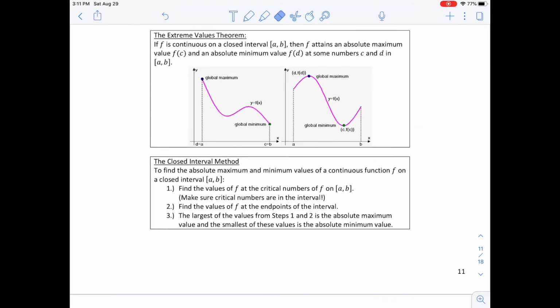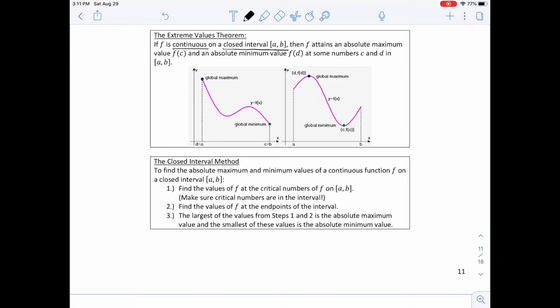The next thing that we have is the extreme value theorem. If f is continuous on a closed interval a comma b, then f obtains an absolute maximum value f of c and an absolute minimum value f of d at some numbers c and d on that closed interval a, b. So a couple things to note here is that we do have to have a continuous function. We talked about continuity earlier. And then this also needs to be over a closed interval, not an open interval. And looking at the two graphs that are given to you, the two examples, you can see where the global or absolute maximums and minimums are.